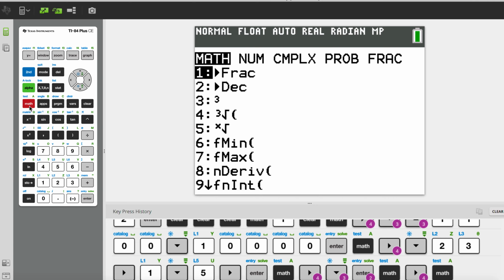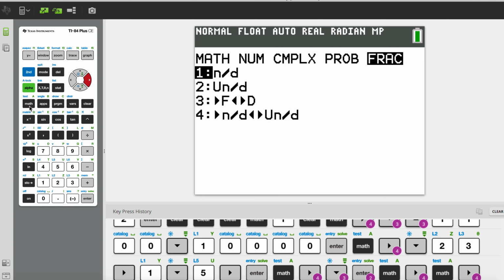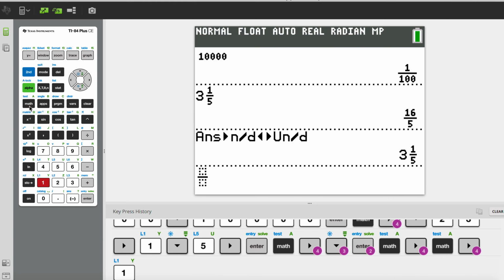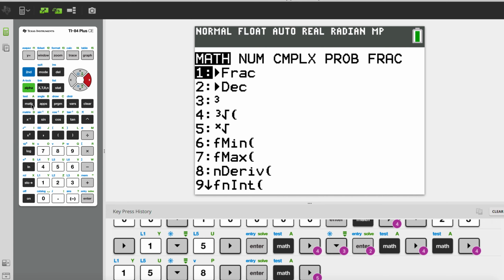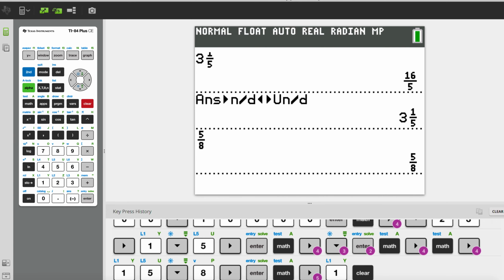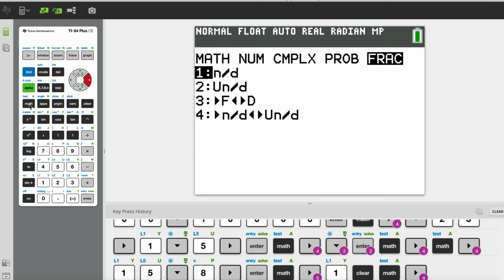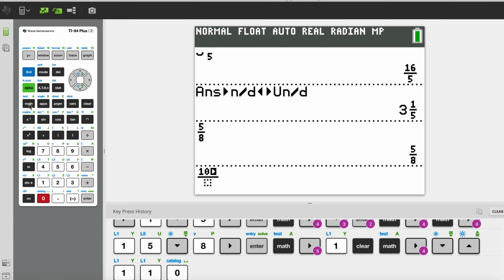If you go to Math, you'll see the last column is basically the fraction, and if you go to 1, we'll see the most basic fraction. This is a basic fraction containing a numerator on the top and a denominator on the bottom. For instance, if I have a 5 and 8, it will give us 5 over 8. And if I have a larger number, it will actually help us to simplify it.